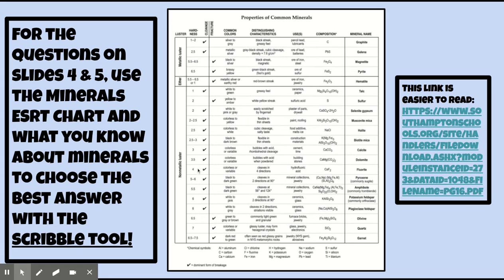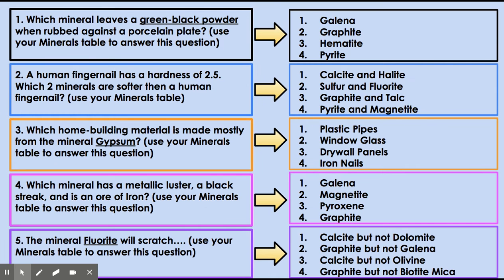All right, slides 4 and 5 are what I want to go over. So slides 4 and 5, you had to use our new properties of common minerals table that we went over yesterday in class. For question number 1, I wanted to know which mineral leaves a green-black powder when rubbed against a porcelain plate. And I gave you 4 answer choices.